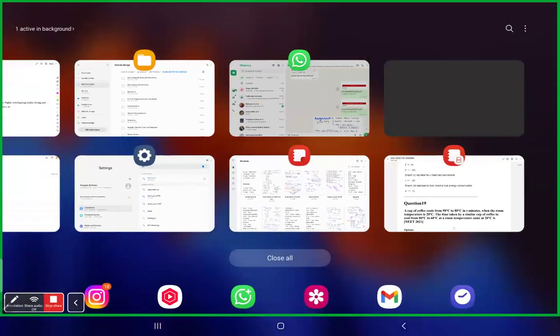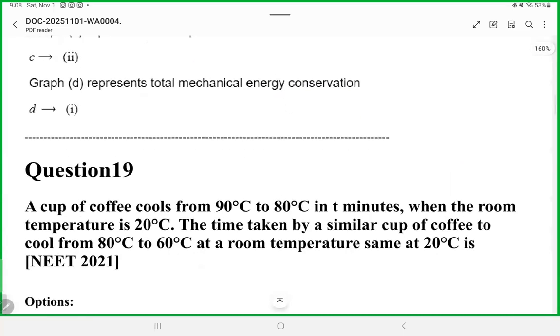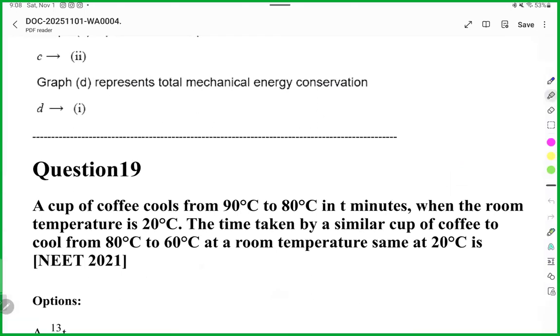Screen is visible. So this was the question, Chandana, right? Okay, everybody solve this question.